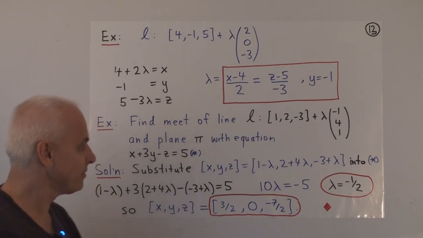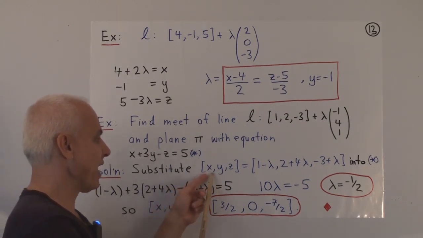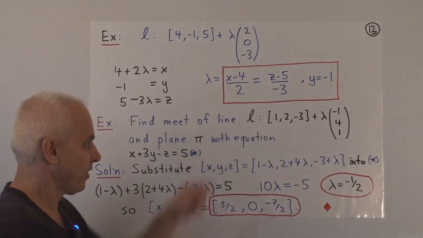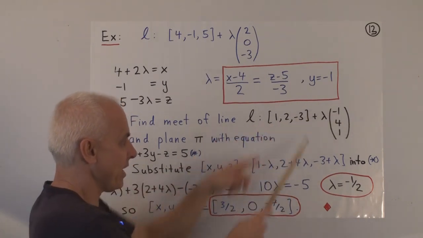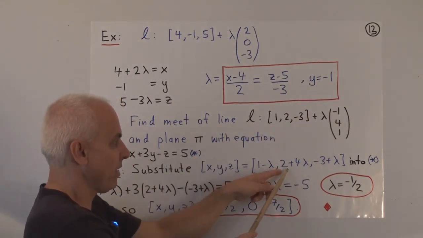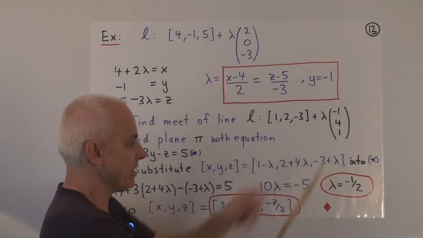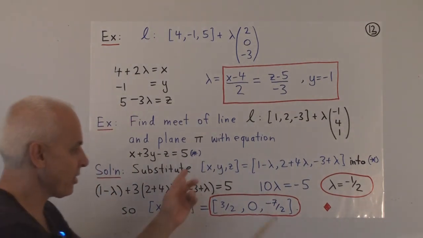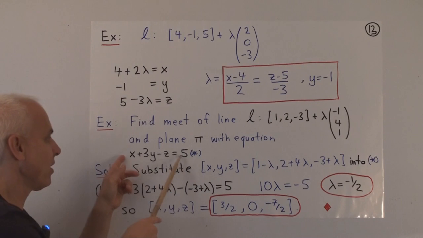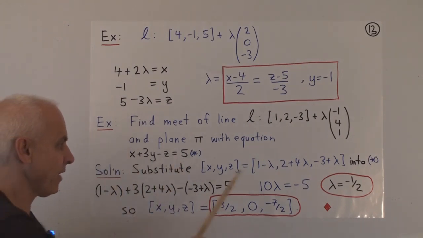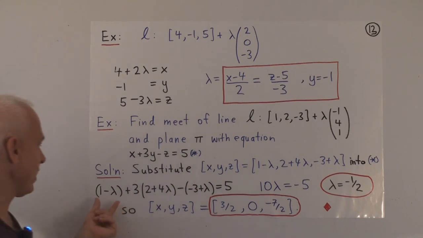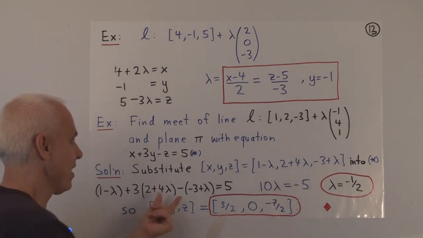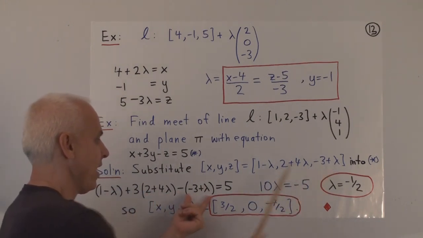Well, it's not too hard. We're going to substitute x, y, z. This is the equation of the line written out in coordinates. Just combining the x, the y, and the z. The x is altogether 1 minus lambda. The y is 2 plus 4 lambda. The z is -3 plus lambda. That's another way of writing this. So I'm going to plug this into our equation of the plane. There's x, there's y, there's z. So we get, there's x, 1 minus lambda, plus 3 times y, minus z. And that should equal 5.